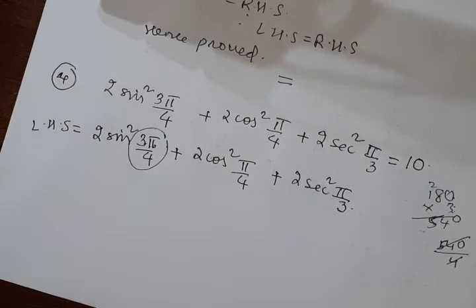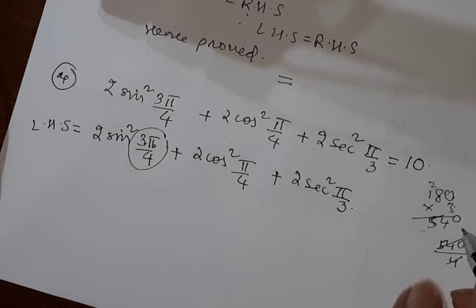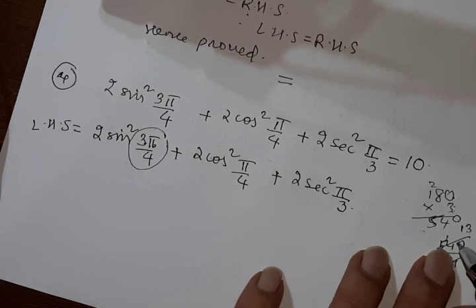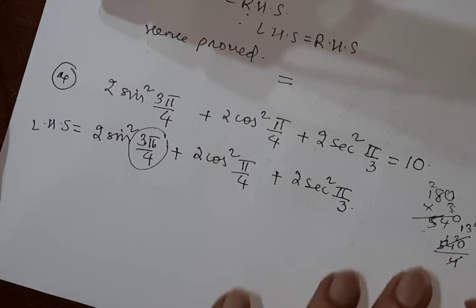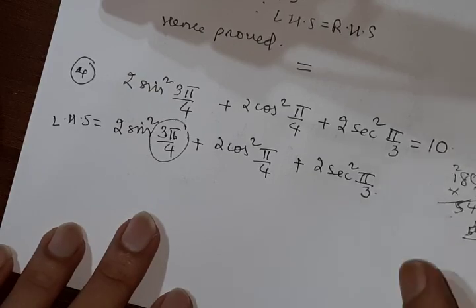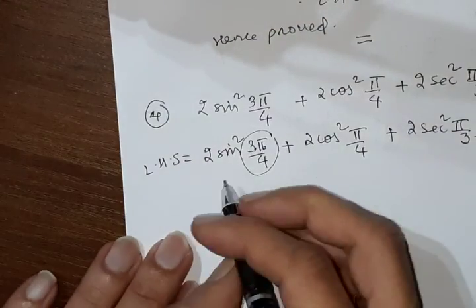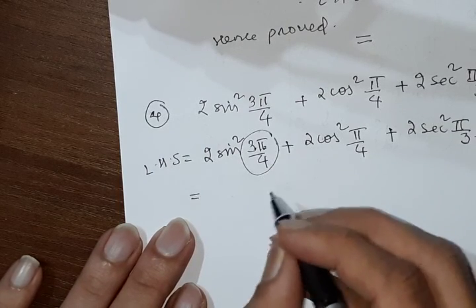So if you do 540 divided by 4, you will get 4 ones are 4, 1 remains, 4 threes are 12, 2 remains, and 5, okay, 135 degrees. Okay, 3 pi by 4 is 135 degrees, so that is greater than 90. So we have to simplify this, okay.